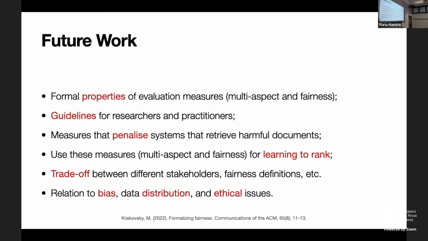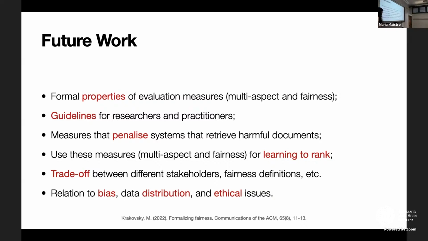And in general, what is missing now are measures that penalize systems when they retrieve harmful documents. And this is important both for misinformation, for example, but also for fairness. The key question is, how do we use these measures as effective functions for learning to rank? Because if they behave in such a weird way, what will happen when we optimize an algorithm for them?